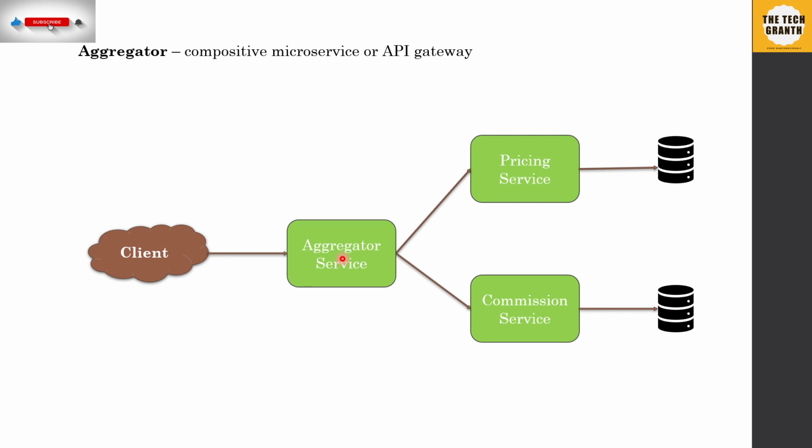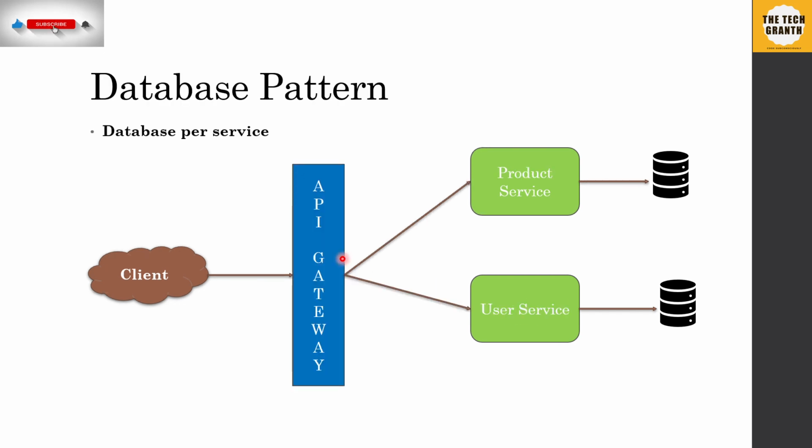The third broad classified design pattern is the database pattern, and the first one for that is database per service, which is self-explanatory. It is pretty easy. For each of the services that you have created, each service will have its own database. There will not be any dependency between these two services. It will not happen that the product service has some data lying in the database of the user service, or the user service has some data lying in the database of the product service. Database per service means that each service will have its own database.